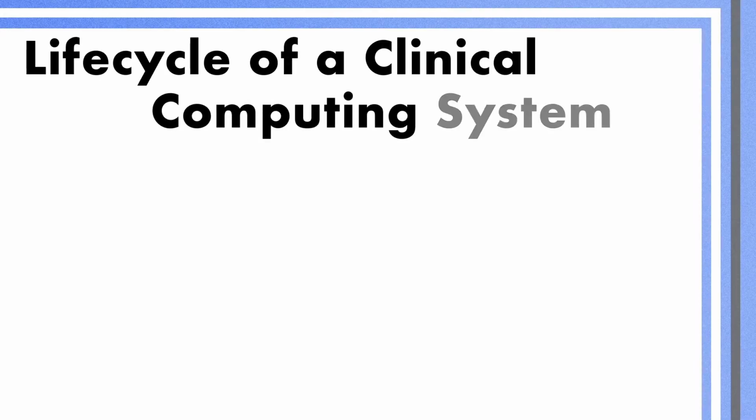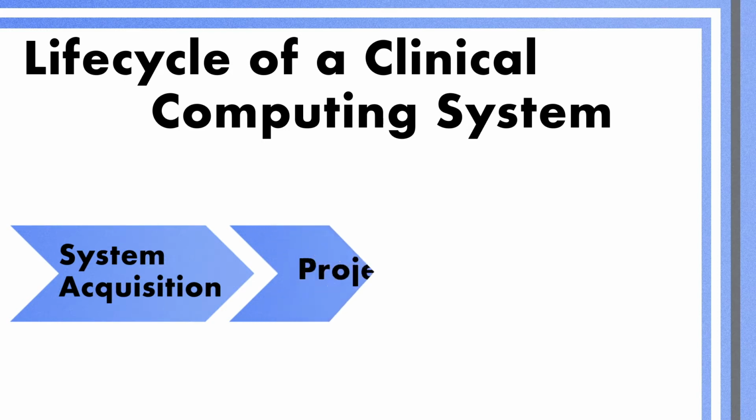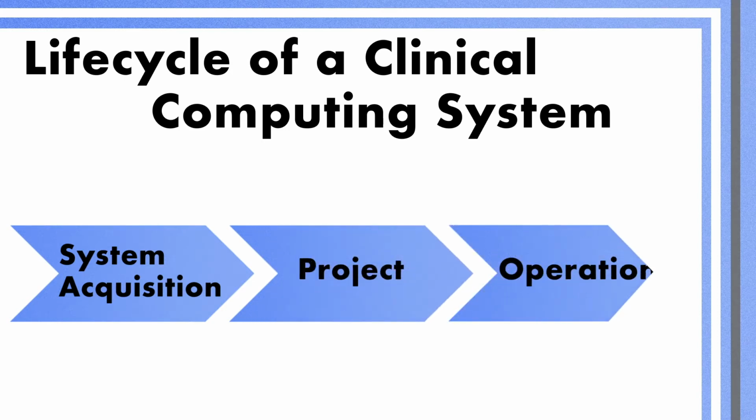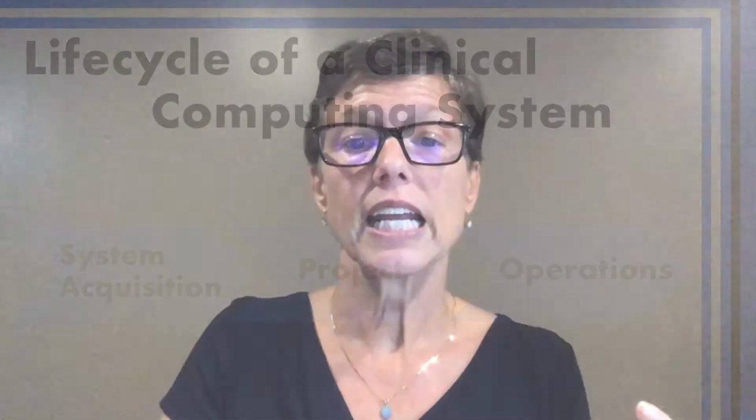So let's talk about the life cycle of a clinical computing system. The life cycle includes three parts: system acquisition, the project, and the operations. The first part is the acquisition. You are investigating, selecting, and contracting for either a system or a build of a system.